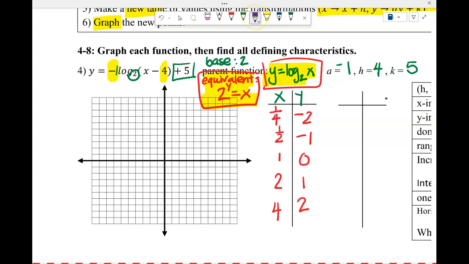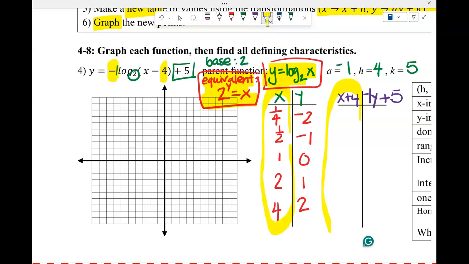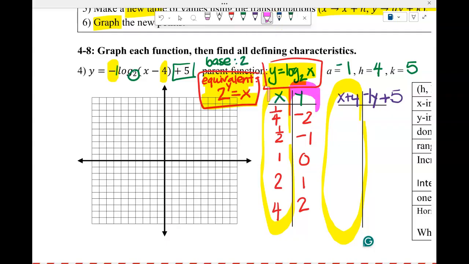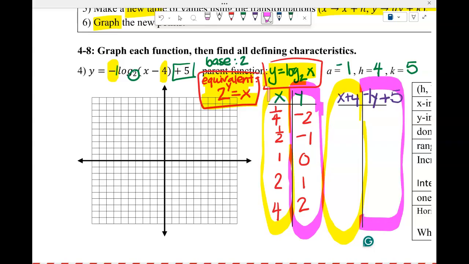Now let's transform. Your A is negative 1, so it's going to be negative 1 times y. And then your K is 5, so we are going to add 5 to this. Then your X is positive 4, so x plus 4. Go ahead and transform. Take all your X's and transform them in that piece. And once you're done with that, take all your parent function Y's and then transform the Y's there.